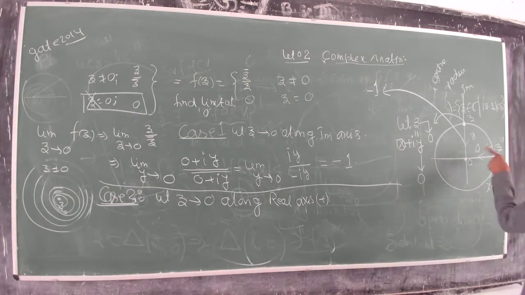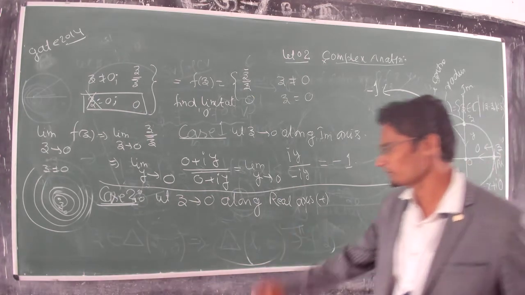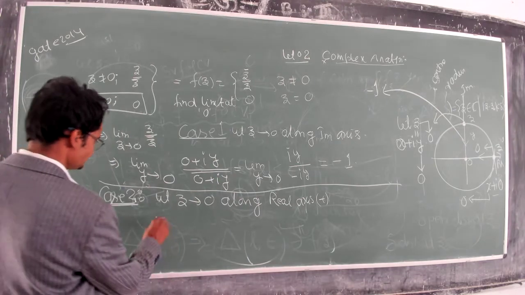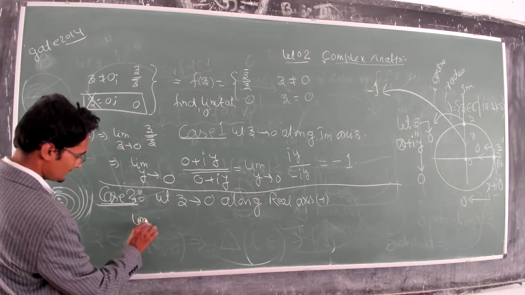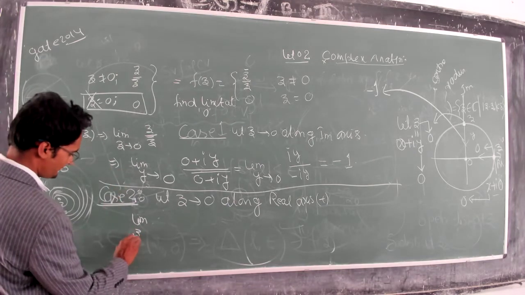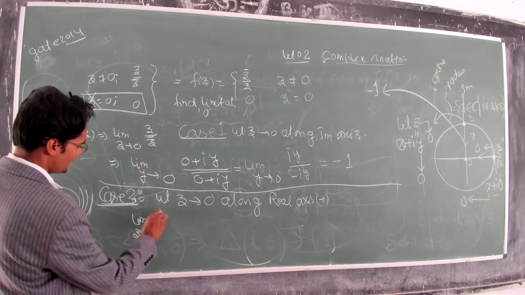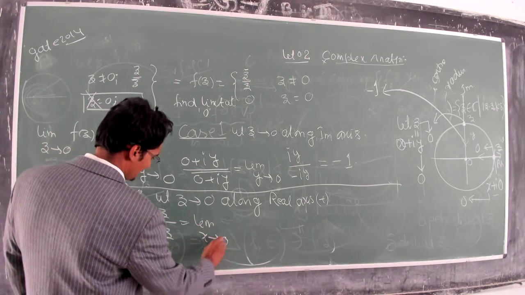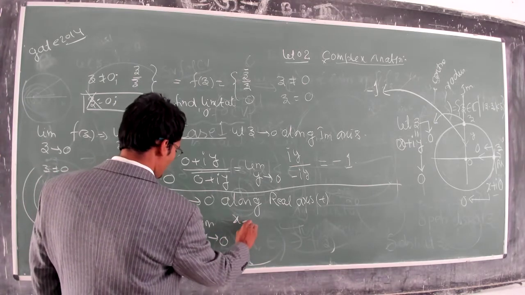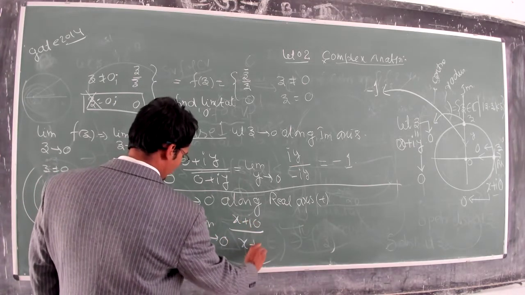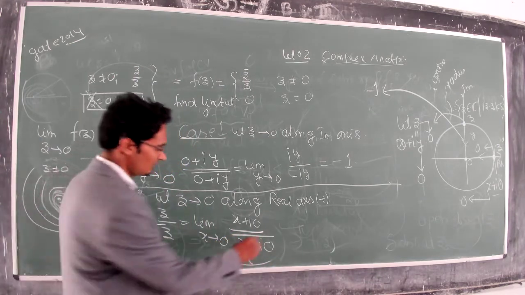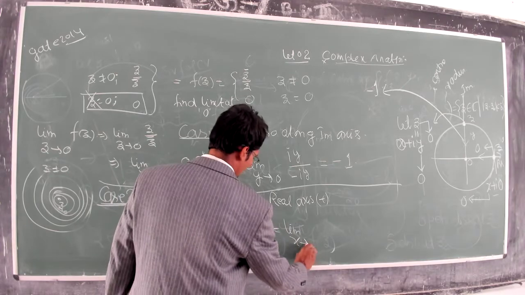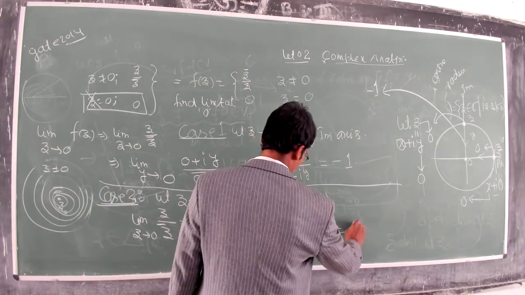See, z tending to 0. So it is sufficient that z tends to 0 if your x tends to 0. All right? Do it here. So limit z tending to 0, z over z bar will be limit x tending to 0, x plus i0 upon x plus i0. Here the bar will not work at all. This will be limit 1.